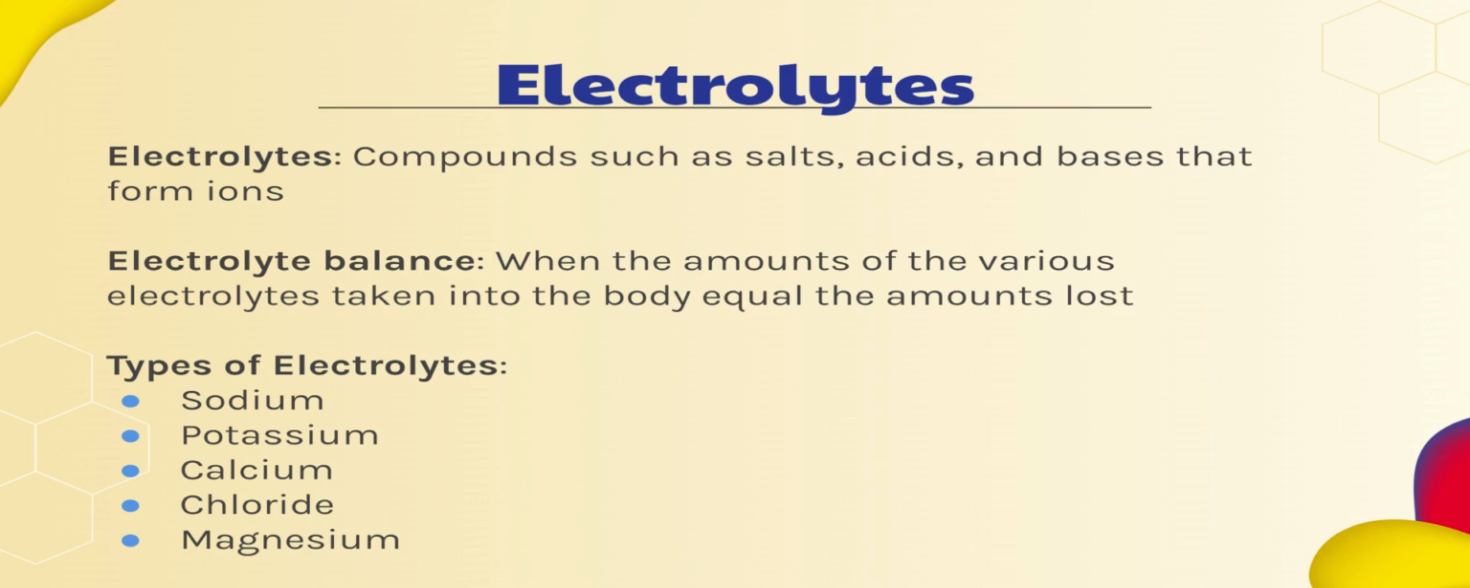Calcium and phosphate are important components of bones and teeth. Chloride helps regulate differences in osmotic pressure between fluid compartments. Chloride is important in pH balance. Finally, magnesium is important in the development of bones and teeth. It plays a role in neural transmission and muscle contraction.